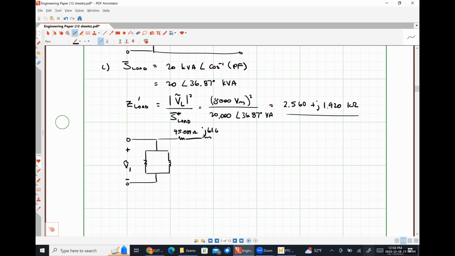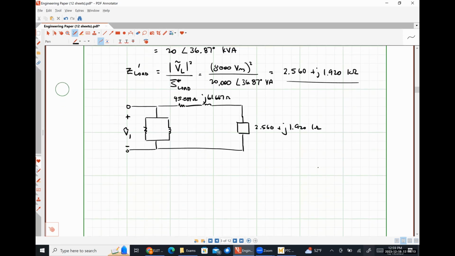This was J61.667. And then here is my load referred to the primary side of 2.560 plus J1.920 kiloohms. And we know that this voltage is 8,000 volts RMS, referred to the primary side, right?